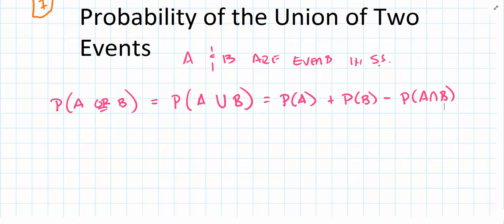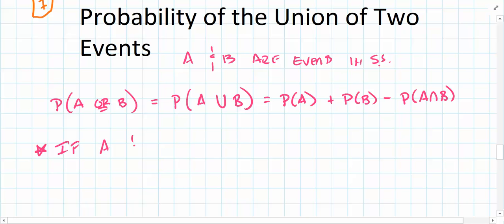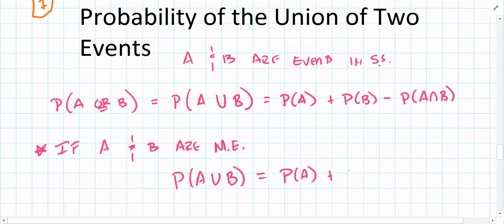Okay. So let's say, before this, one more thing to add to this. If A and B are mutually exclusive, then we say this: the probability of A union B is just the probability of A plus the probability of B, because this part would be 0 if they're mutually exclusive events. Does that make sense? You guys have known that?